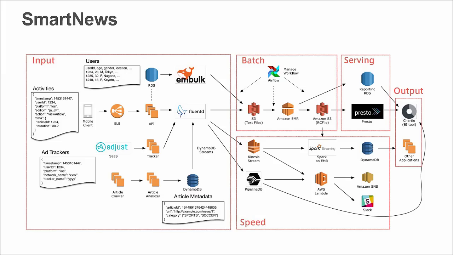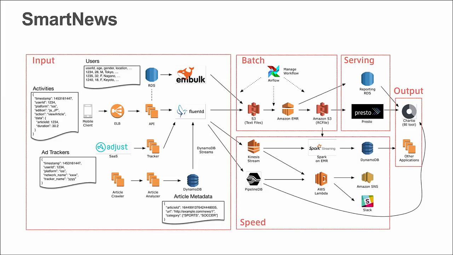So SmartNews is a Japanese media portal, one of the larger ones there, and I apologize, this is probably a little small, but I'll walk you through it. Essentially, they're combining information about users, about the activities that users are taking on mobile devices or on websites. So what are they clicking on? What are they viewing? They're looking at ads and how ads are tracked, and then metadata on the articles.